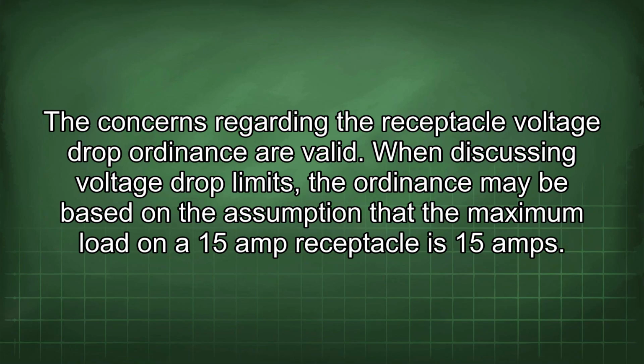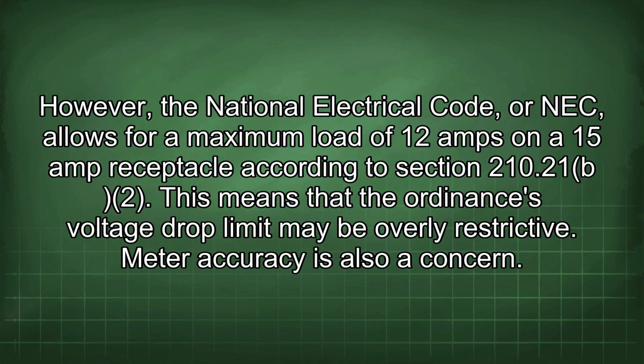Concerns regarding the receptacle voltage drop ordinance are valid. When discussing voltage drop limits, the ordinance may be based on the assumption that the maximum load on a 15-amp receptacle is 15 amps. However, the National Electrical Code, or NEC, allows for a maximum load of 12 amps on a 15-amp receptacle according to Section 210.21(B). This means that the ordinance's voltage drop limit may be overly restrictive.